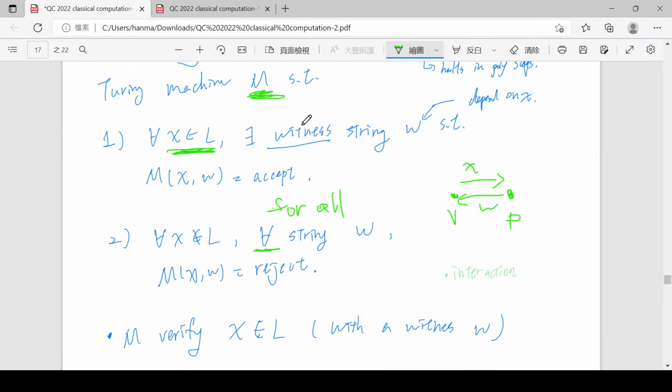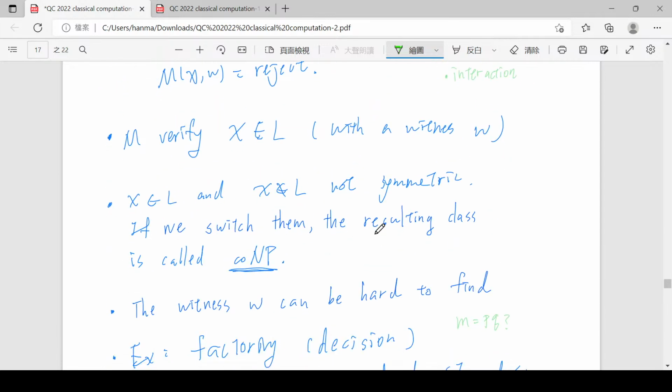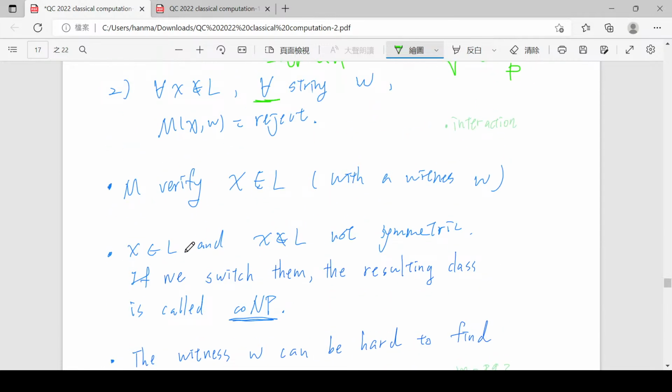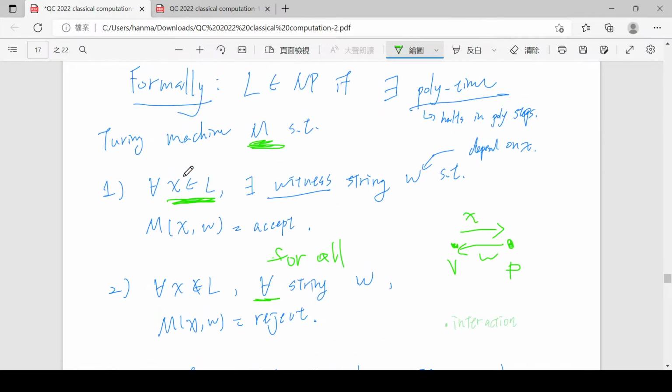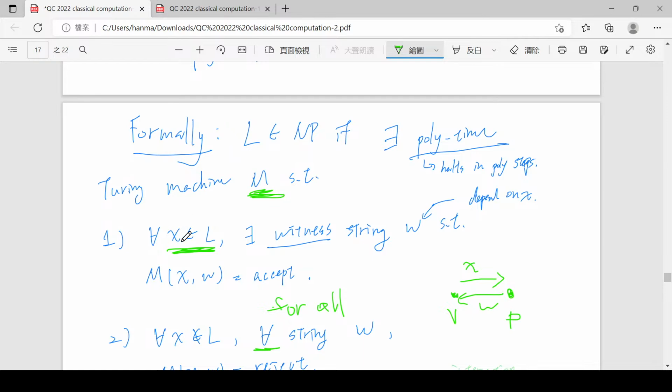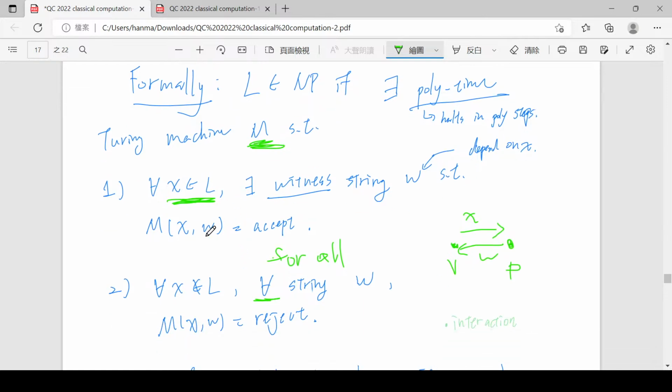So if X is in L, then there exists a winning string to let you verify that X is in L. But when X is not in L, we don't have this verifier string to let you verify X is not in L. And yeah, so X in L and X not in L are not symmetric. Obviously you can switch "in" to "not in" and "not in" to "in", and you will get another complexity class where you can verify X is not in L.